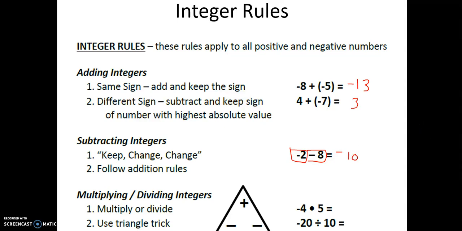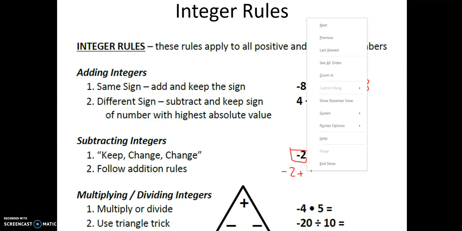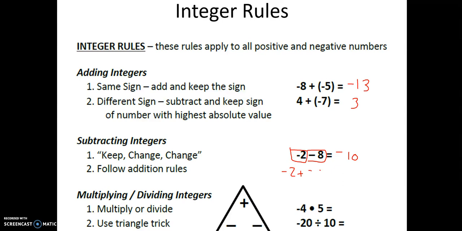If you want to look at that keep, change, change rule, you can. Negative 2, and so we change the minus sign to a plus sign, and then we change the 8 to a negative 8, just so you can see the signs, that both of them are negative numbers. So you get the same thing, negative 10.